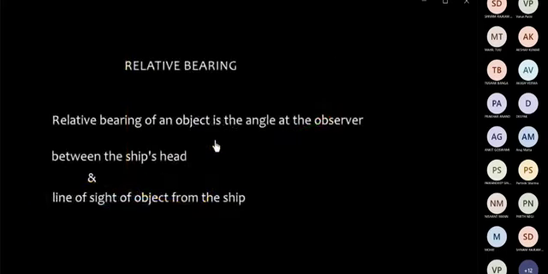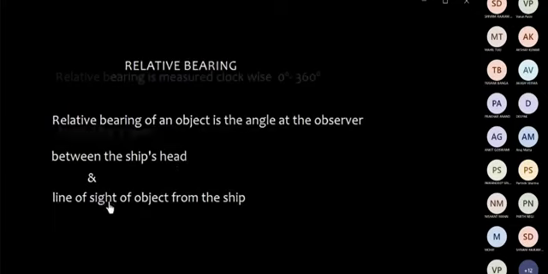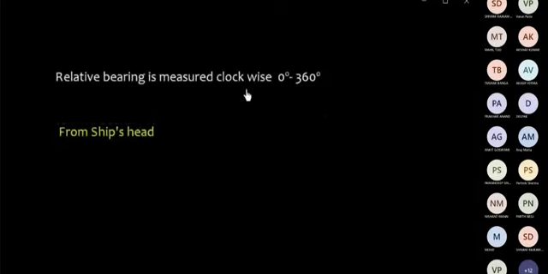The relative bearing is defined as an angle at the observer between the ship's head and the line of sight of the object from the ship. Relative bearing is measured clockwise from 0 degrees to 360 degrees, and this is measured from the ship's head. Well, the 000 degree is the ship's head, and that's the only difference from true bearing.